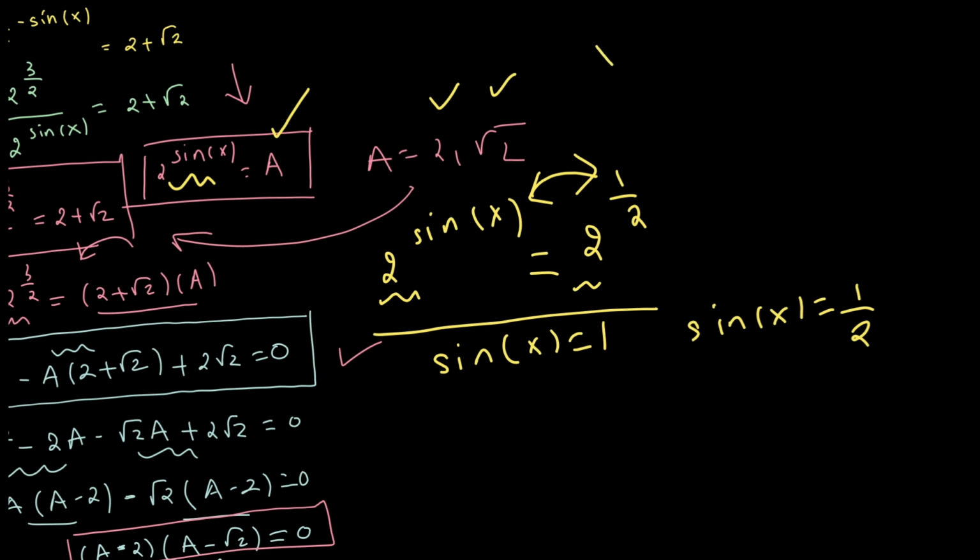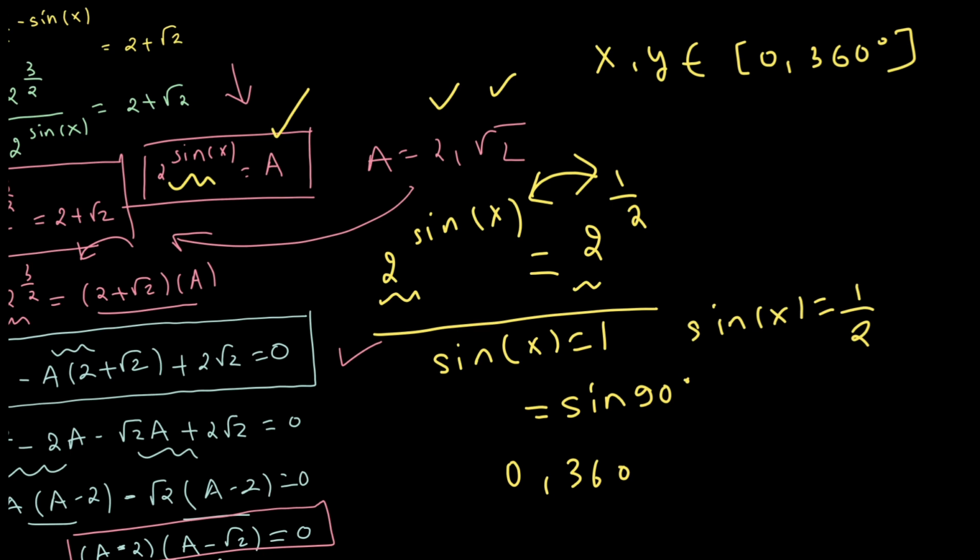Now it was given that we need to find the value of x and y in the range of 0 degree to 360 degree. Okay. So here we have sine of x equals to 1. We know this particular fact that sine of 90 degree is equals to 1. And no other value from 0 degree to 360 degree will give us 1 except 450 degree, and that is after 360. So the only solution possible is 90 degree.